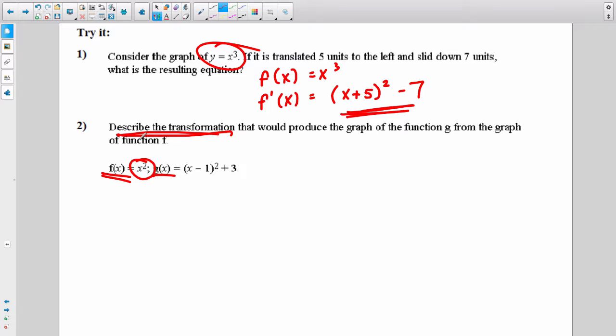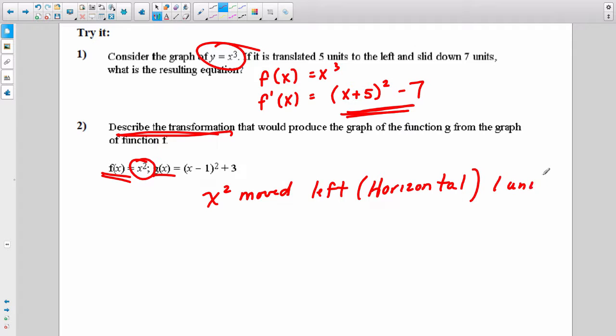We're going to say x squared moved left, or you want to be fancy schmancy, right? Horizontal, so we can get into the dinner party that we all want to go to. Left 1 unit and down. Was it down? Oh, no, it was up. Sorry, my bad.